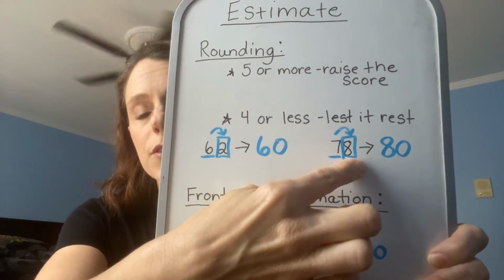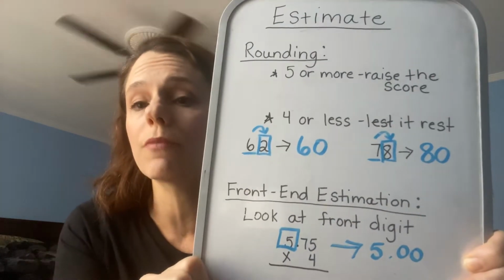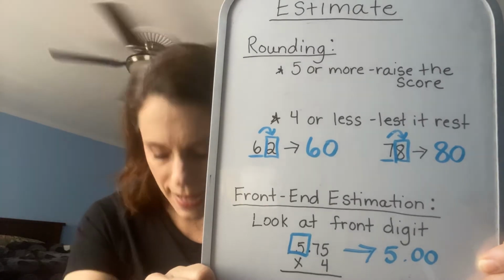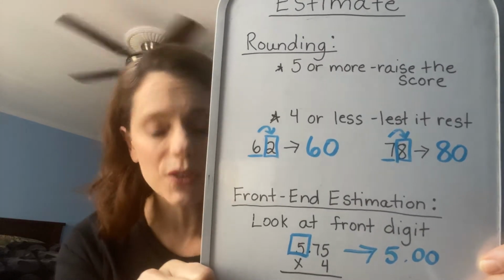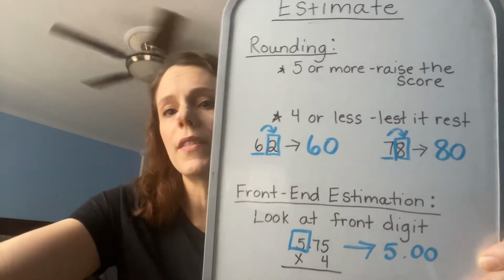5 or more, raise the score. This is rounding to the tens place. It's the same when you have to round to the hundreds place too. Okay? I don't see any numbers higher than 100 in this lesson, so I think we'll be okay. Same thing goes for one in the hundreds place. I'm going to do a quick example for you here.